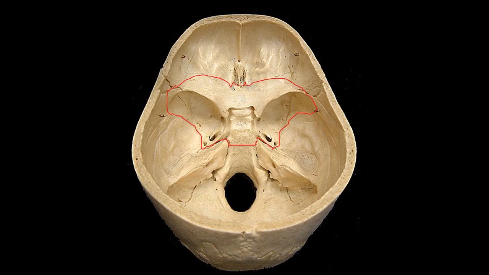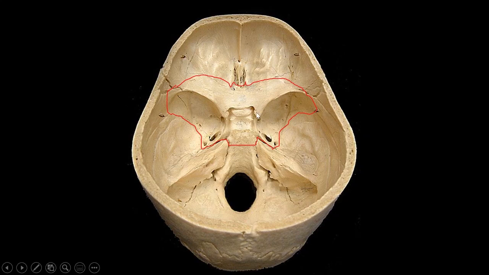The skull base can be divided into the anterior skull base, the central skull base, and the posterior skull base. Today we will focus on the central skull base, the primary component of which is the sphenoid bone, which has been outlined here in red, and there is a smaller contribution made by the basal occiput.